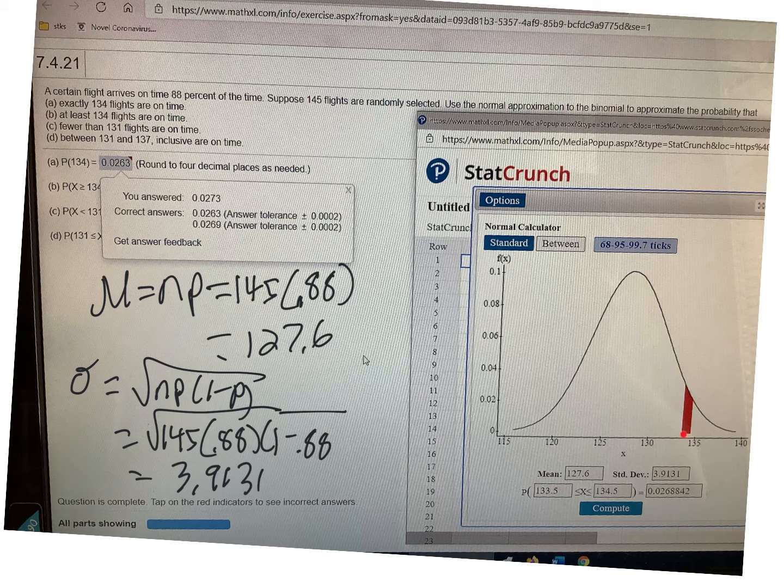It gives you a nice picture. This is the area. It's 0.0269. And then, if you look here, that's this answer here. Now, this top answer may be from the table, and this answer here, using StatCrunch, is actually more accurate than the table. Hope that helps.